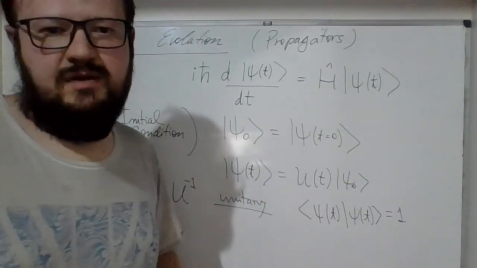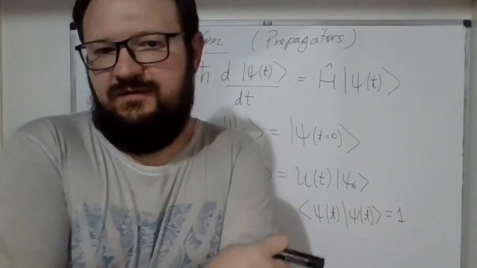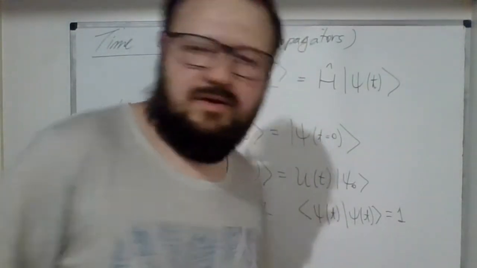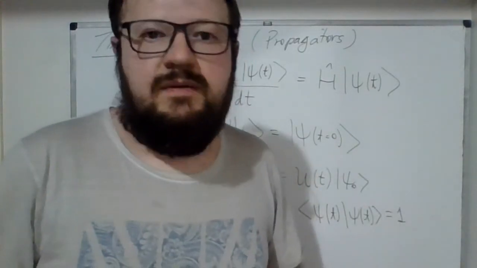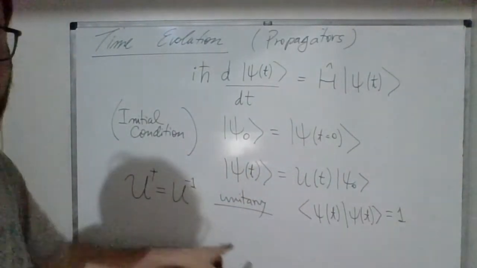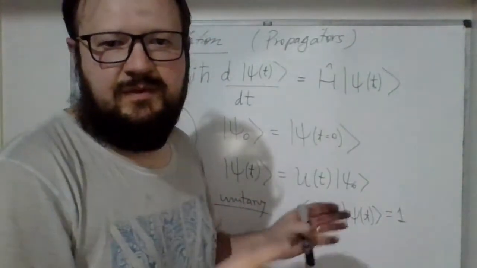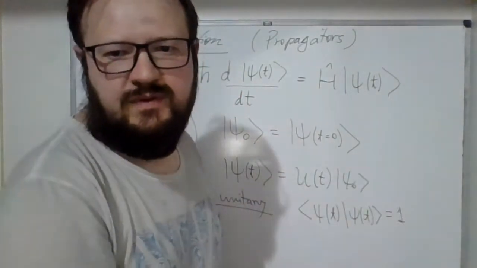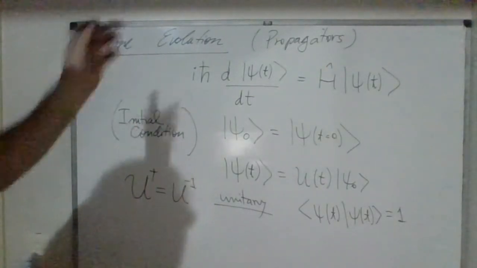So it's a very strong test for your algorithm, because if your ket or your state is changing length, is changing size, be sure your algorithm is doing something wrong. So this is a very important test. You can at each step just see if your solution is normalized to unity. In quantum mechanics, that is what is relevant.